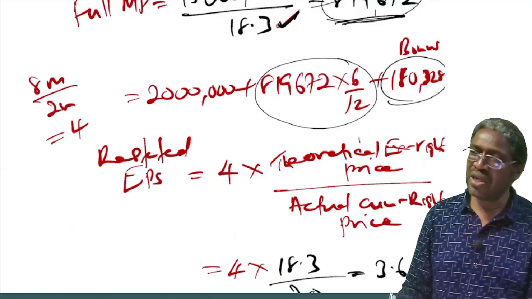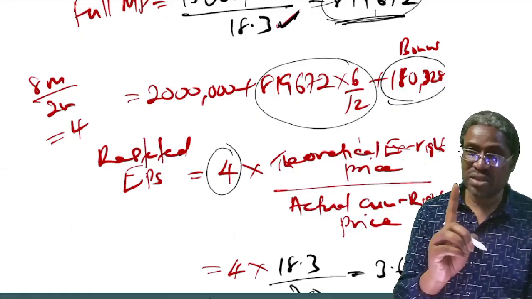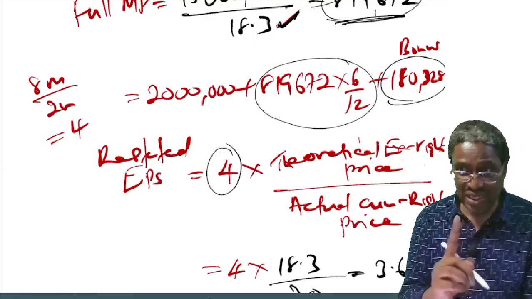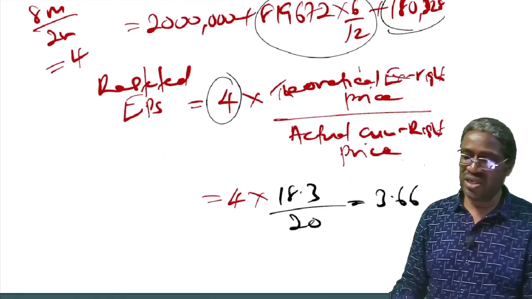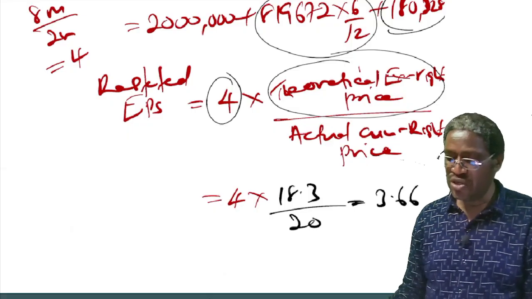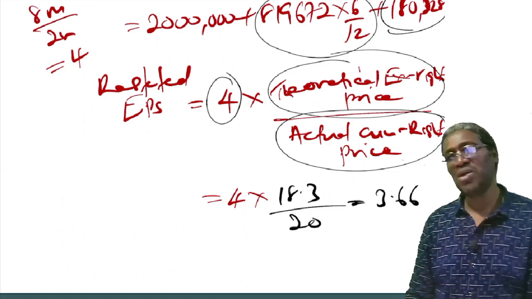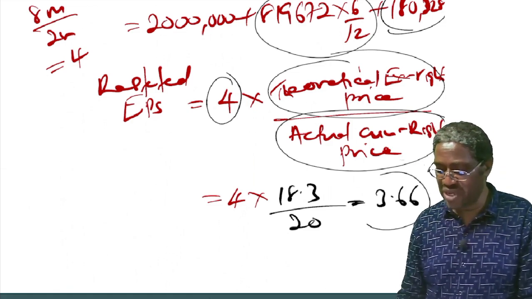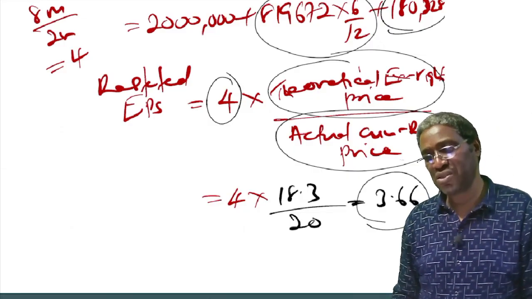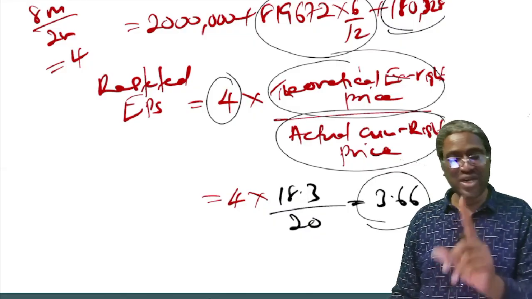How do you restate it? By multiplying the EPS itself by a factor. What is that factor? It is the theoretical ex-right price. You divide that by the actual cum-right price. So whatever you get, that becomes the restated EPS for comparison purposes. Good. I think I'm through now with that issue of the rights issue.